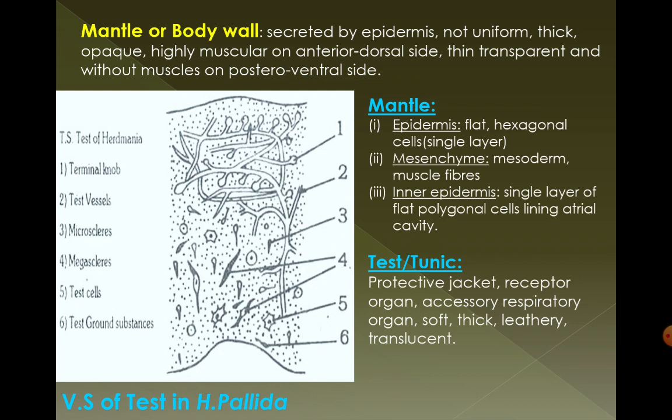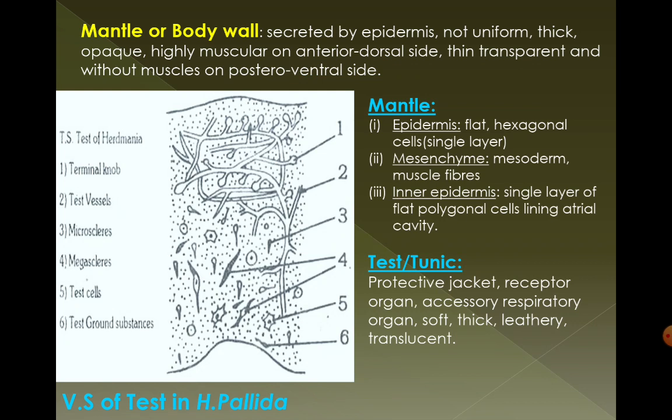Now if you look at the layers of this mantle, it is mainly made up of three layers. One is the epidermis, which in turn contains flat hexagonal cells in a single layer. Then the mesenchyme, which is mesodermal in origin and contains muscle fibers, and the inner epidermis, which contains a single layer of flat polygonal cells lining the atrial cavity.